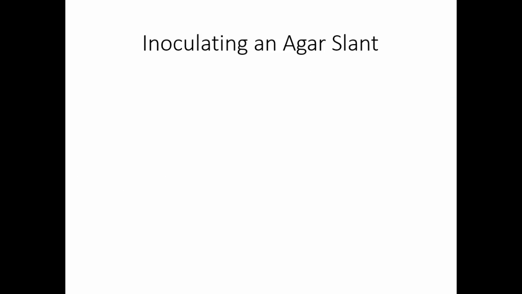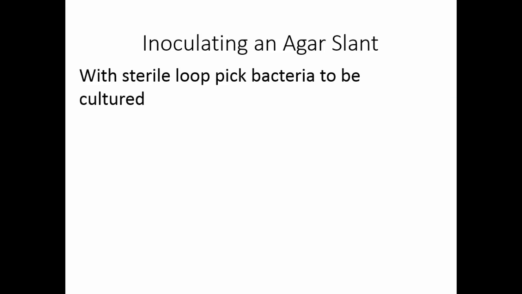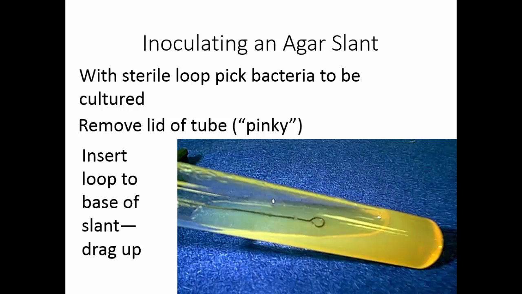To inoculate an agar slant, you will once again pick up some bacteria with a sterile loop. You will remove the lid from the tube using your pinky finger. You will insert the loop to the base of the slant and simply drag the loop up the surface of the agar. Just let it glide up the surface of the agar. You don't want to puncture the agar or dig into the agar in any way.